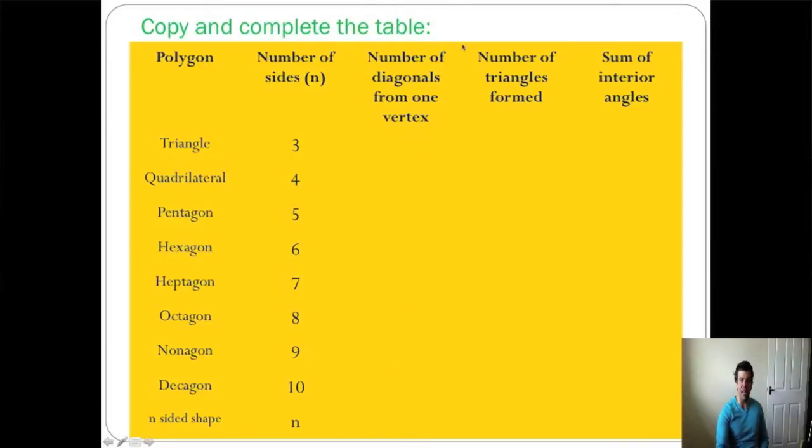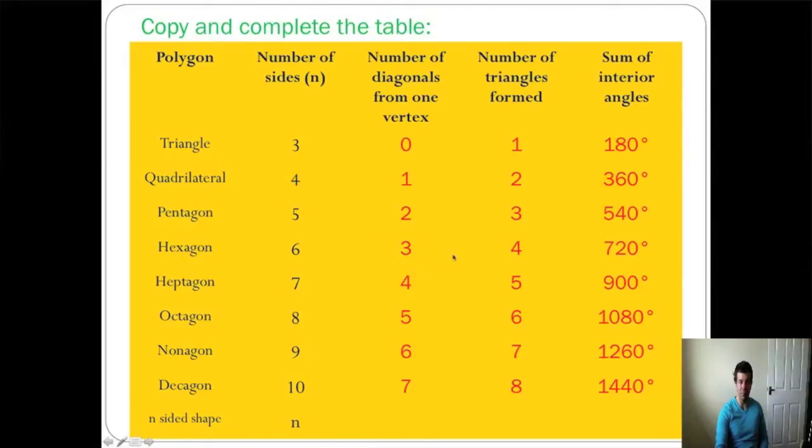The first column is how many diagonals we'll draw from one corner, one vertex. Remember the triangle, the 3-sided shape, where n is the number of sides, we didn't draw a diagonal. There were no points available. The quadrilateral, we drew 1 diagonal. The pentagon, we drew 2 diagonals. The heptagon, we drew 4 diagonals. Between 2 and 4, I'd expect to see 3. 3 diagonals for a hexagon. And you'll see a pattern.